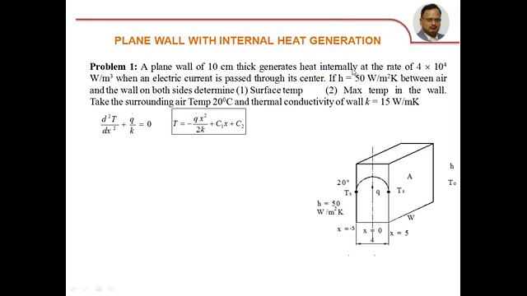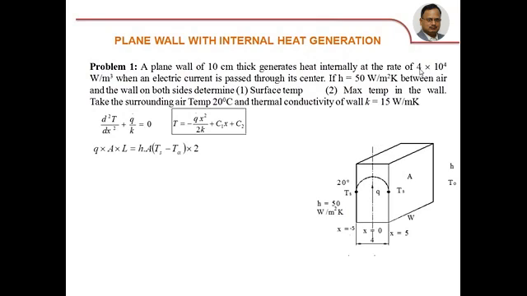The governing equation for this type of internal heat generation problem under one-dimensional steady state condition is d square T by dx square plus Q dot by k equal to 0. The solution of this in terms of temperature distribution as a function of x, by integrating it twice, you will get T equal to minus Q dot x square by 2k plus C1x plus C2.